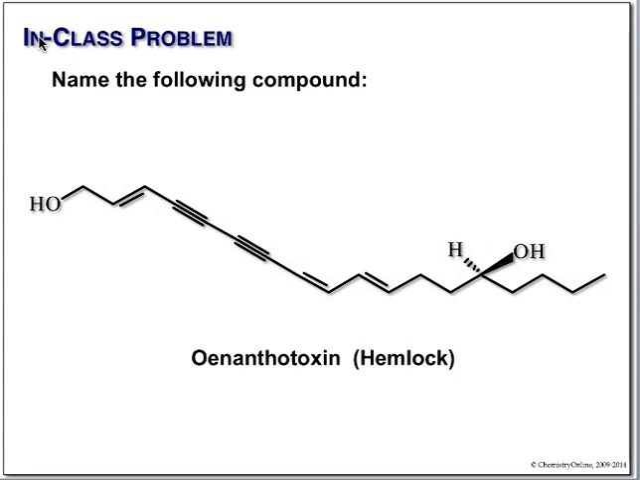Oenanthotoxin is one of the toxic components of hemlock. If you recall, they executed Socrates by holding his mouth open and pouring hemlock extract in. Not a nice tea. Whatever. Anyway, this is just an example of a natural product that is a polyene diol. Lots and lots of stuff like that. Don't play with this stuff. Very toxic.